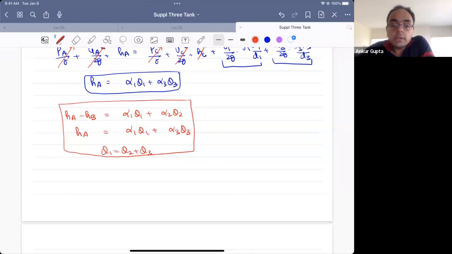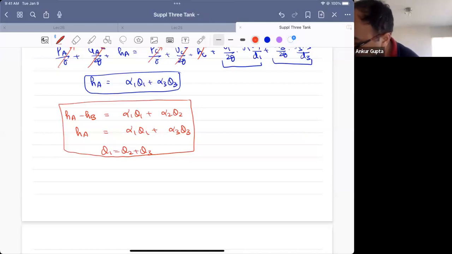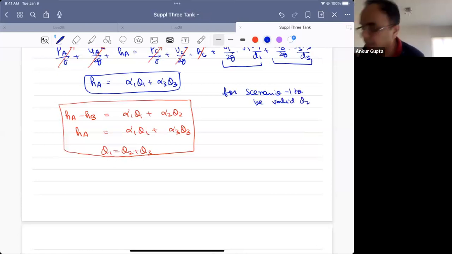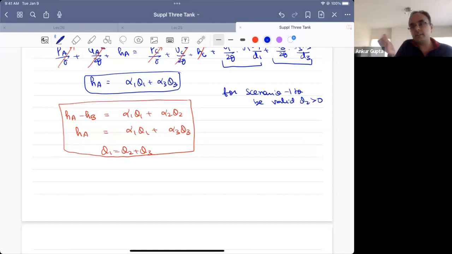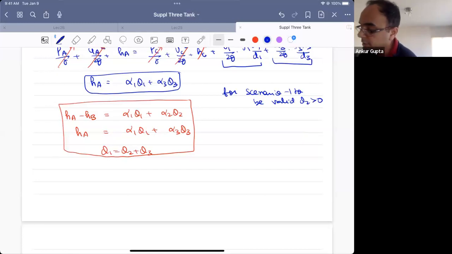But now the main thing we should note is that we want to eliminate everything and just write the answer for Q2, because Q2 is what we want to be positive for scenario 1 to be valid. Q2 should be positive, right? If Q2 becomes negative, it means the water is actually flowing in the opposite direction, and so we have some issues in that case.